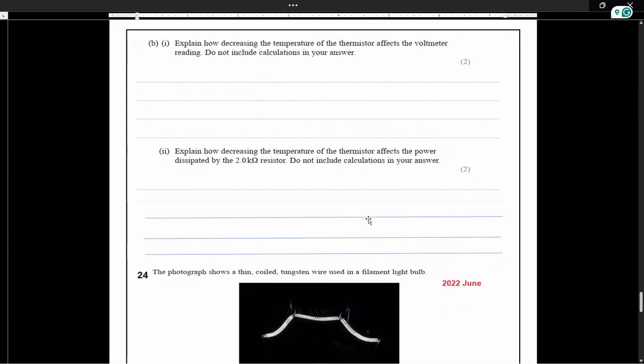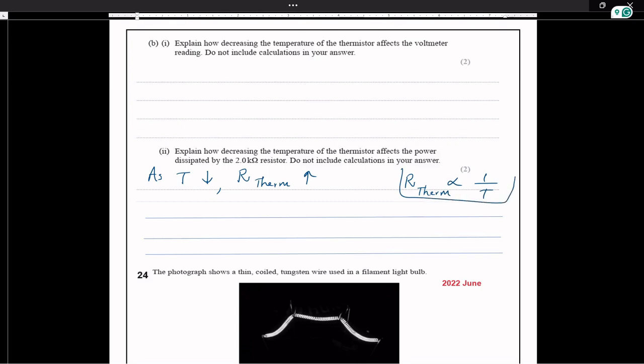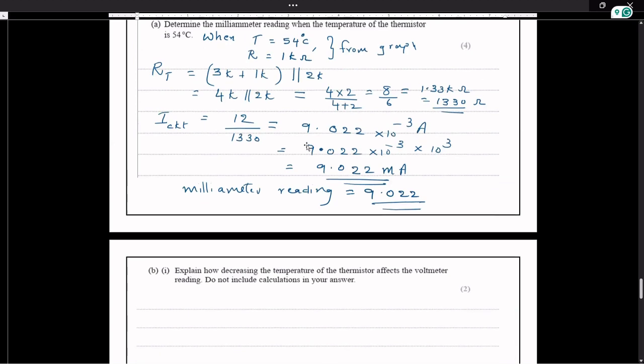Okay. So when we are decreasing the temperature, we can write: temperature decreases, the resistance of the thermistor increases, because the resistance of the thermistor is inversely proportional to the temperature. So when temperature decreases, the resistance is increasing. When the resistance increases, let's go back to the circuit.